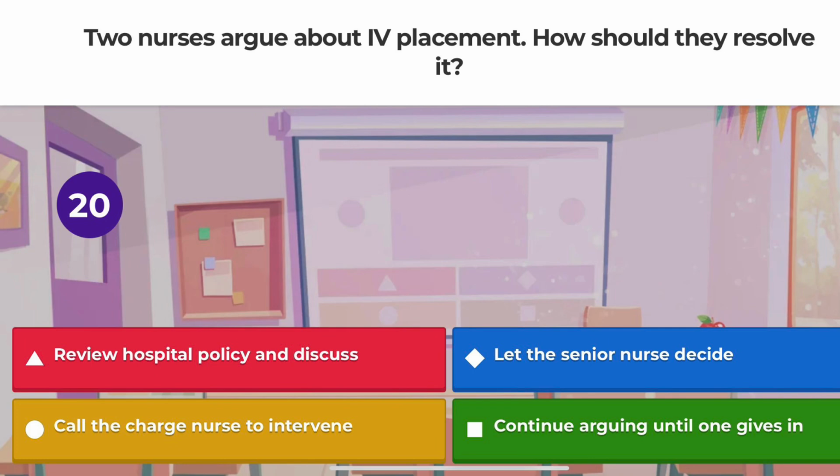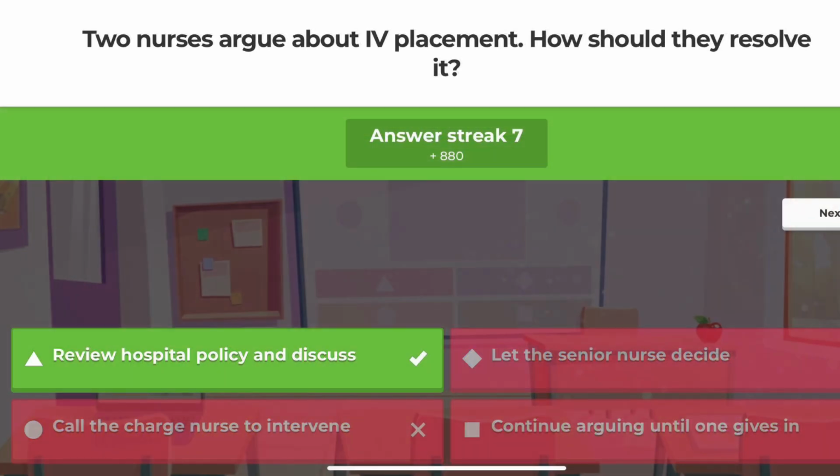And the last one we'll do is 2 nurses argue about IV placement. How should they resolve it? And the answer for this one is the triangle. Review hospital policy and discuss.